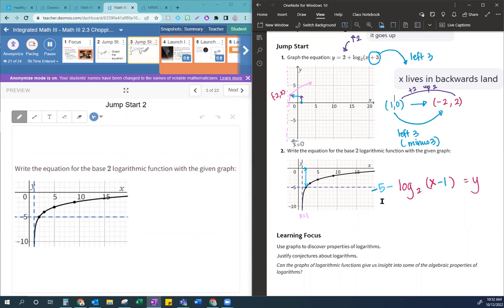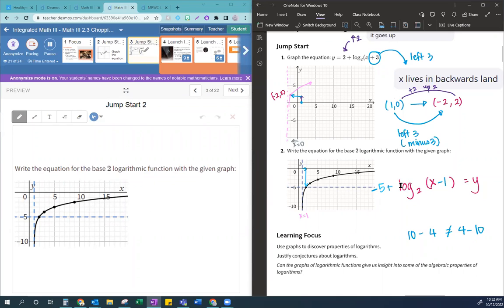Another proof in the pudding why that's true is, hey, look, 10 minus 4 is not the same as 4 minus 10. Very good. Someone already has the answer in the chat.